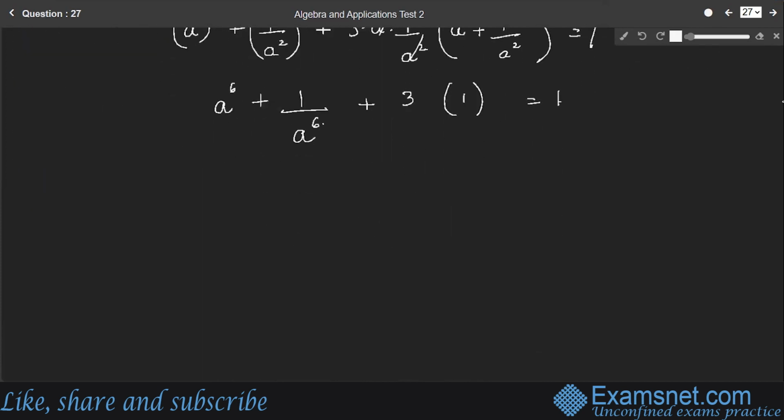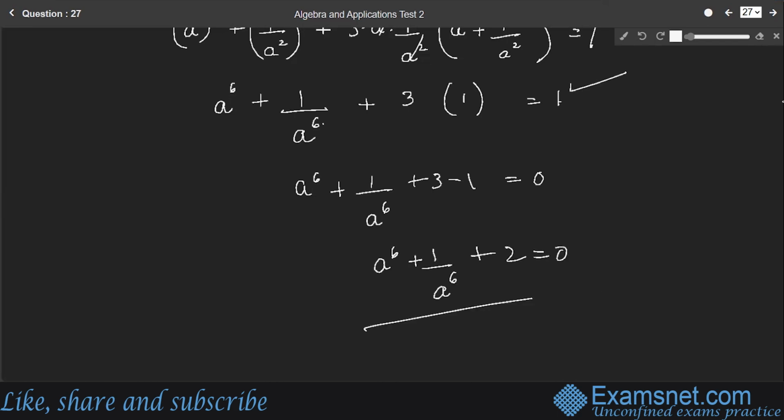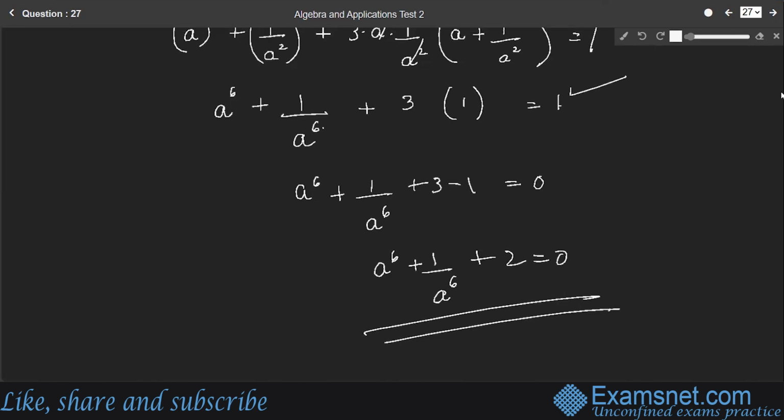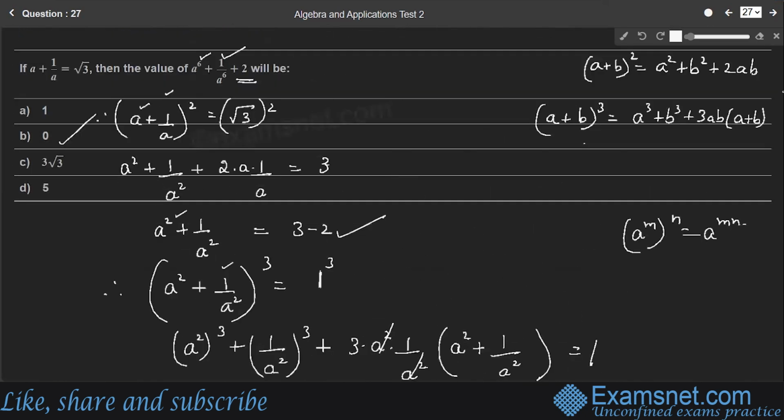So, to get plus 2, just take this 1 in the RHS part to the LHS part, right? A raised to 6 plus 1 by a raised to 6 plus 3 minus 1 is 0. So it is nothing but a raised to 6 plus 1 by a raised to 6 plus 2 is equal to 0. Therefore, the answer is 0, right? Option B is the right answer.